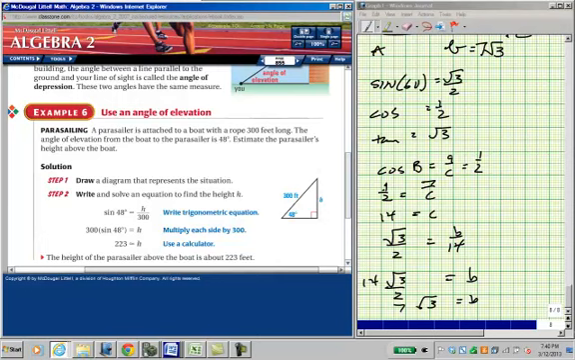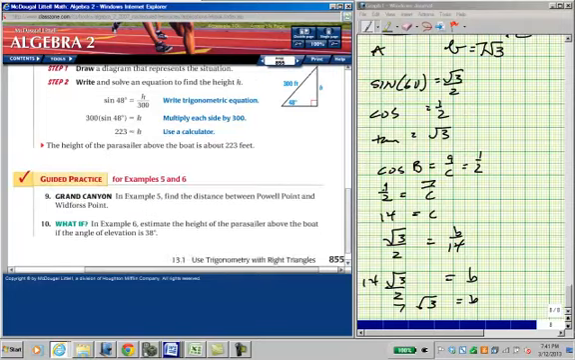So what do we know? We know the angle of elevation, that's 48 degrees. We know the hypotenuse, 300, and we want to know the opposite side right here. So the sine of 48 equals h over 300. 300 times the sine of 48 equals h. His height is 223 feet. Obviously, we use a calculator to do that, as we were doing in the previous examples.